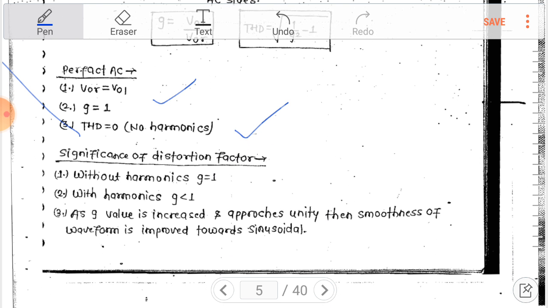What is the significance of distortion factor, like form factor? Without harmonics G will equal 1. If harmonics are present, the value of G will be less than 1, and if it is closing towards 0, then we assume that harmonics are very much larger, and if it is equal to 1, harmonics are 0.